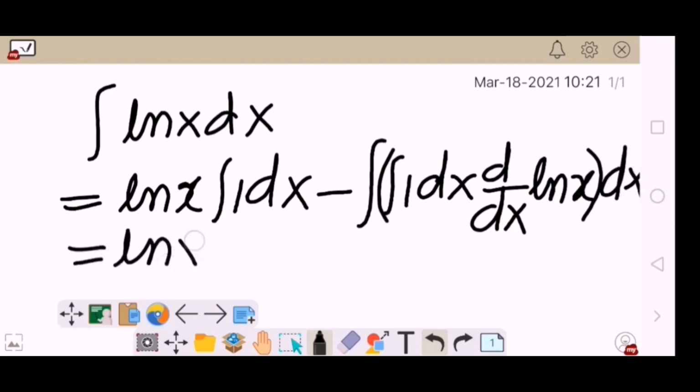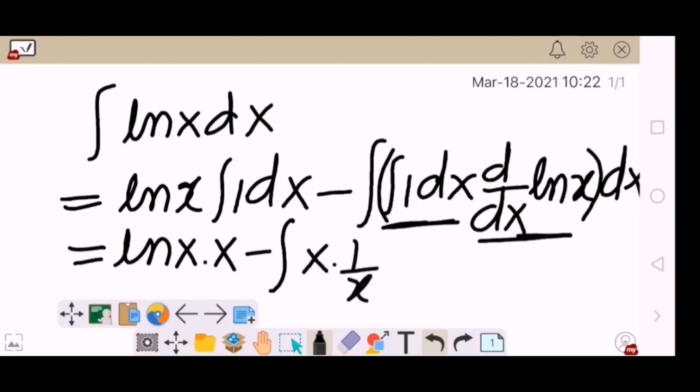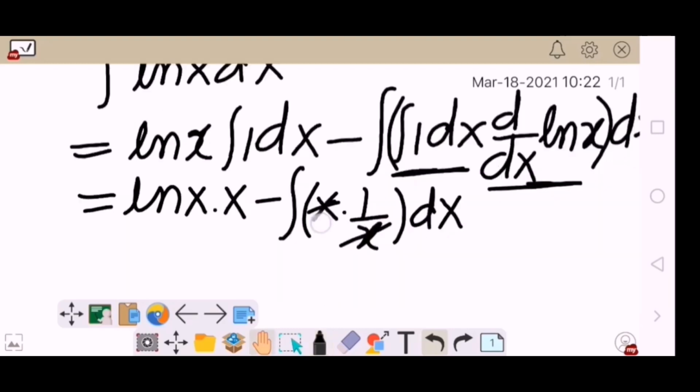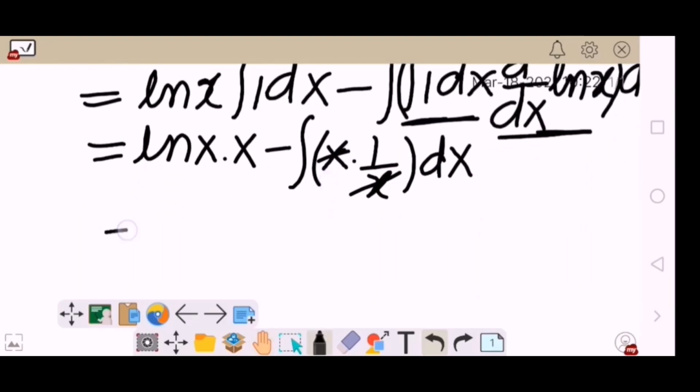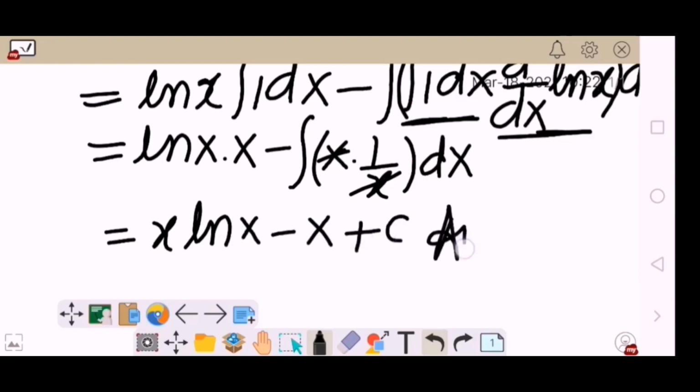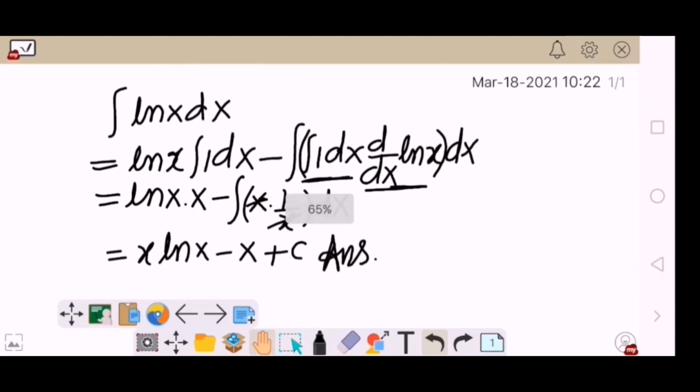Natural log of x as it is, integration of 1 is x, and the derivative of natural log of x is 1 by x dx. X and 1 by x are cancelled, so natural log of x and x are in product like this. Integration of 1 is x plus c. This is the answer. This integration is integration by parts, which can be seen easily.